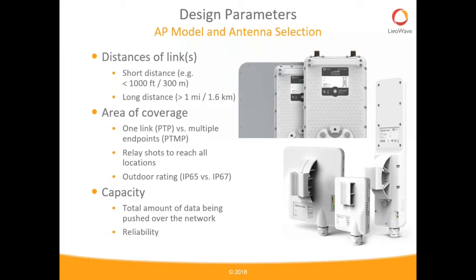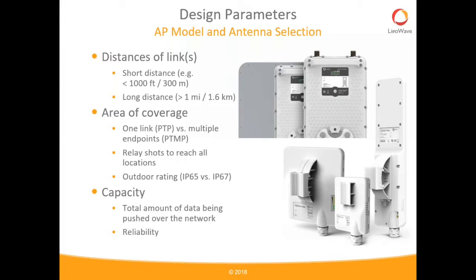If they're long distance links, so if they're going to be links that are well over a mile or 1.5 kilometers, then you might want to be selecting different types of hardware than you would necessarily for short distance links. What kind of area of coverage do you need? This will depend on where you need the cameras. And is it one link? Am I doing a point-to-point link versus a point-to-multipoint link where I have one point and multiple endpoints? Do I need to do relay shots? So do I need to go from A to B, B to C, and C to D? Or can I see everything directly?